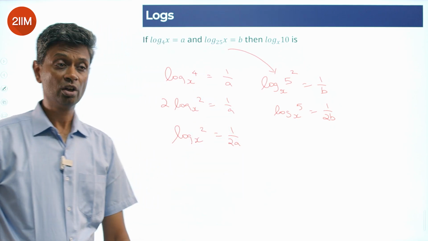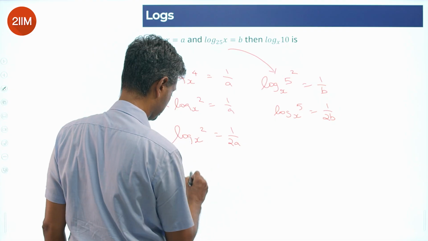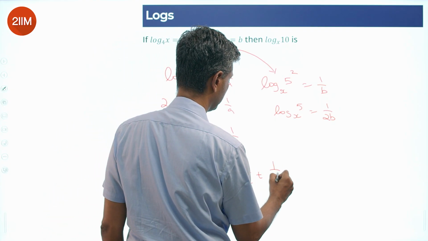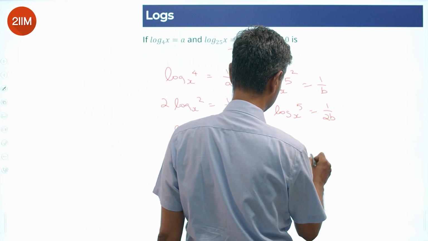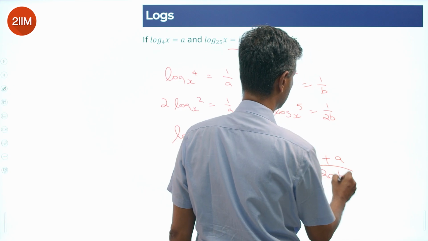What we are looking for is log 2 to the base x plus log 5 to the base x. So the answer should be 1 by 2a plus 1 by 2b. LCM is 2ab, b by 2ab plus a by 2ab, a plus b by 2ab.